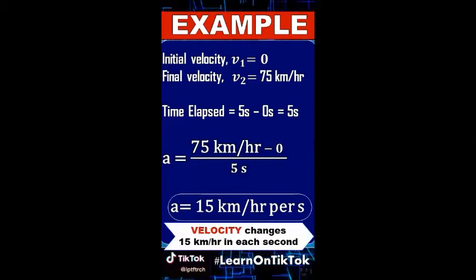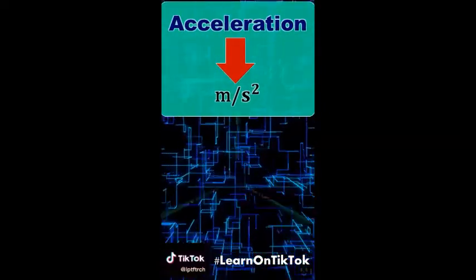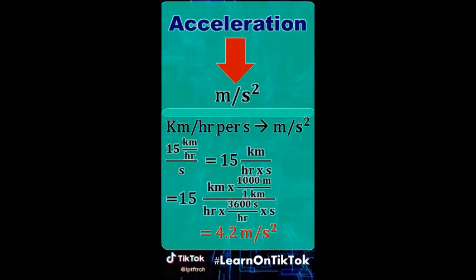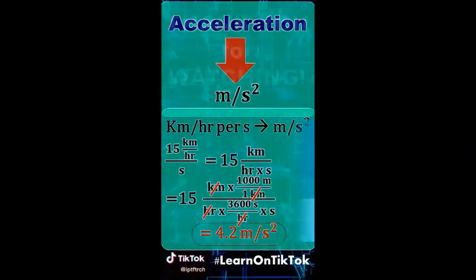This only means that the car's velocity changes 15 km per hour in each second. In physics, it is preferred to express acceleration in meters per second squared. So by simple conversion of units, the acceleration is equal to 4.2 meters per second squared.